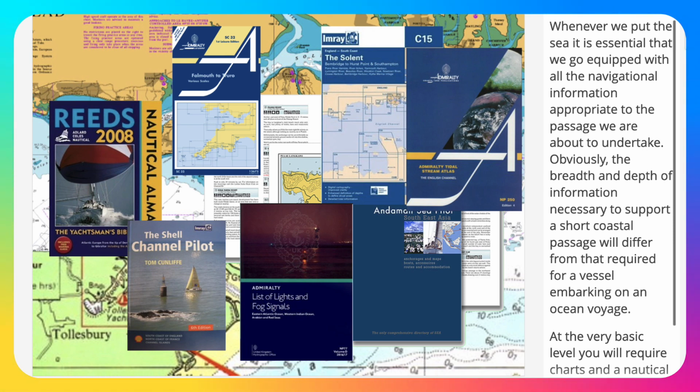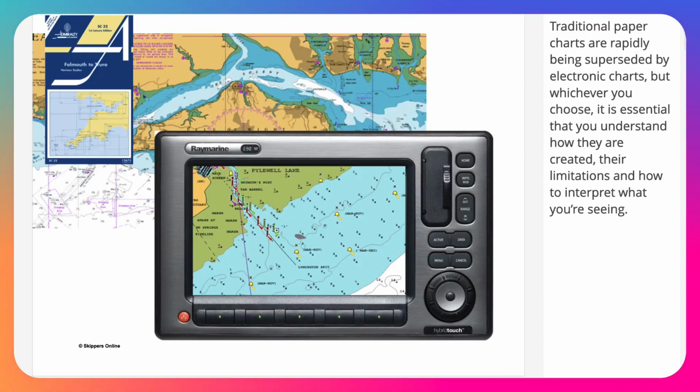At the very basic level, you will require charts and a nautical almanac. These might be supplemented by tidal atlases, pilot books, and lists of lights and fog signals. Traditional paper charts are rapidly being superseded by electronic charts, but whichever you choose, it's essential that you understand how they are created, their limitations, and how to interpret what you're seeing.